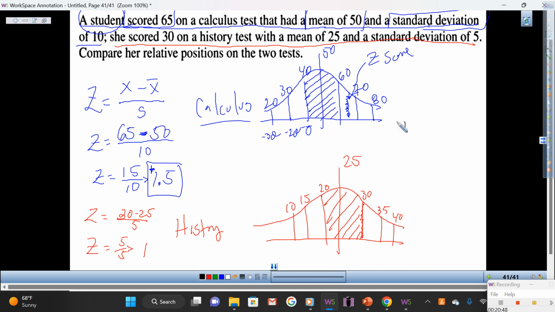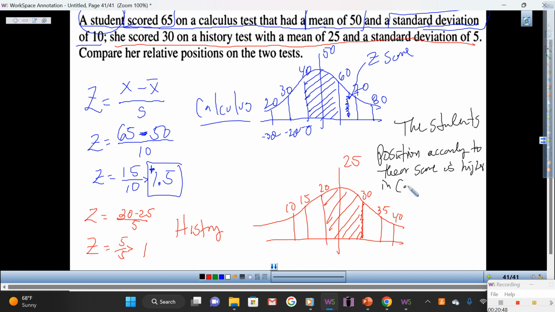All right, so the student position according to their score is higher in calculus than history. Now, remember, we're talking about position, meaning, let's put it like this.